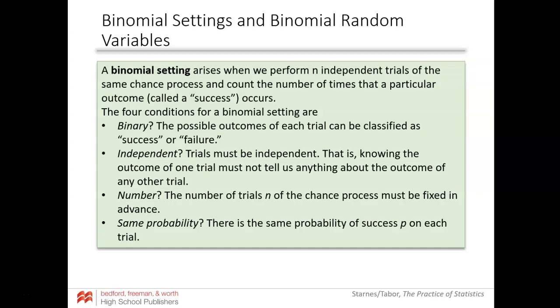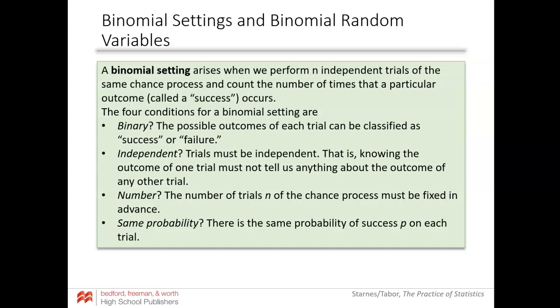So there's 4 conditions that we have to satisfy before we can determine whether a binomial random variable is what we're looking at. The first thing we have to find out is, is it binary? Binary meaning there's only 2 outcomes. Anytime something happens, you either call it a success or a failure. There can't be any other outcome possibility.